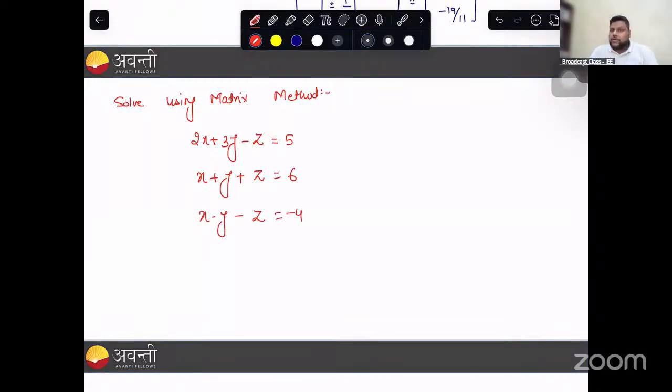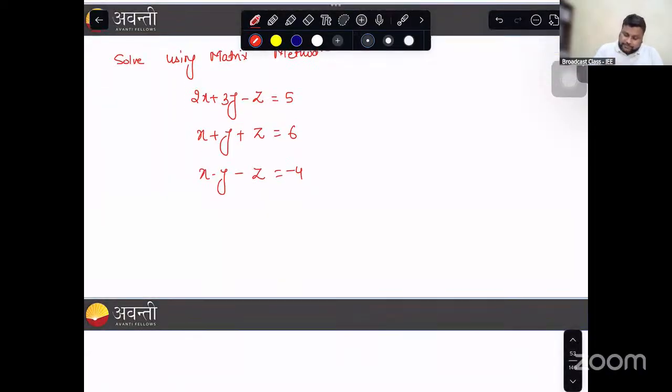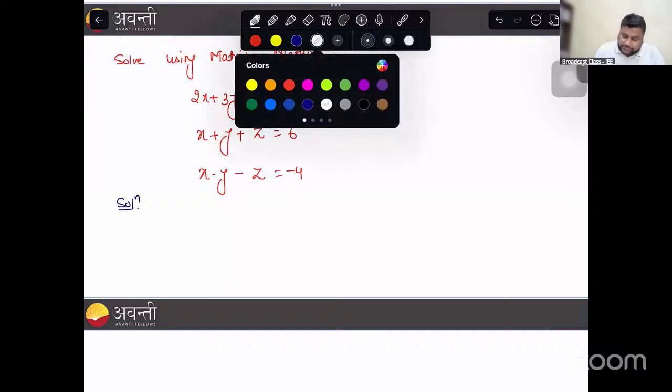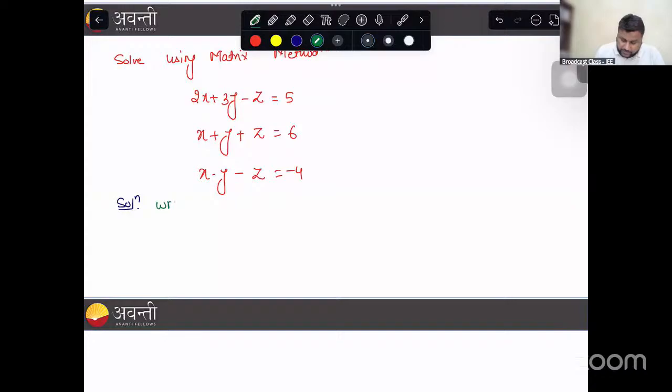See very carefully. One more question. This is the last question I'm doing over this method. Then one question I expect you guys to do. Now, first of all, the solution. Write the equations in matrix form.